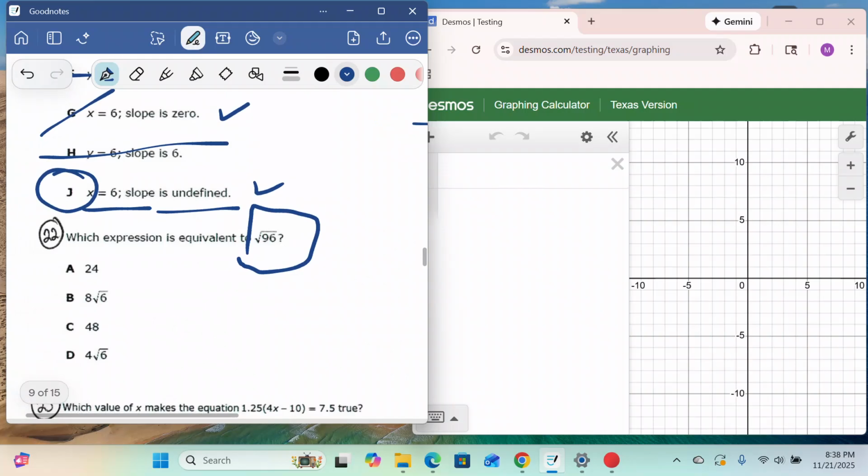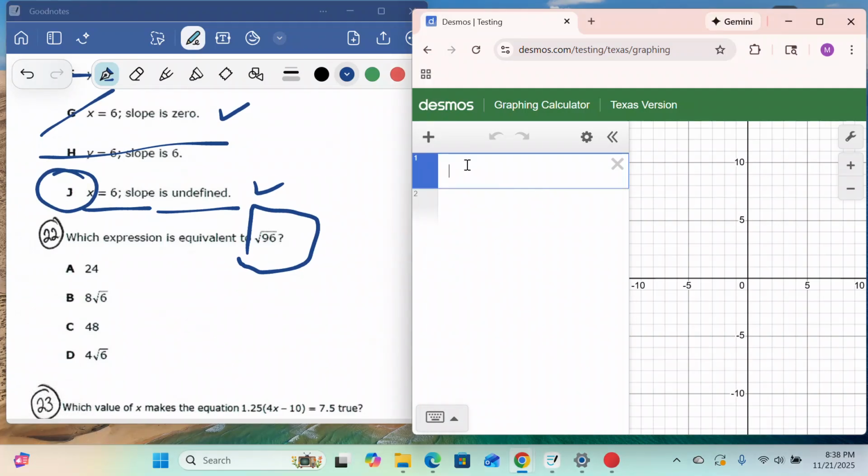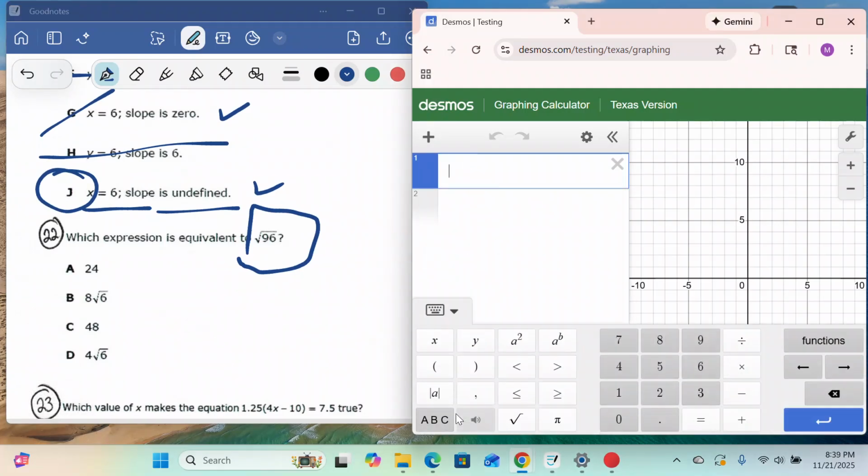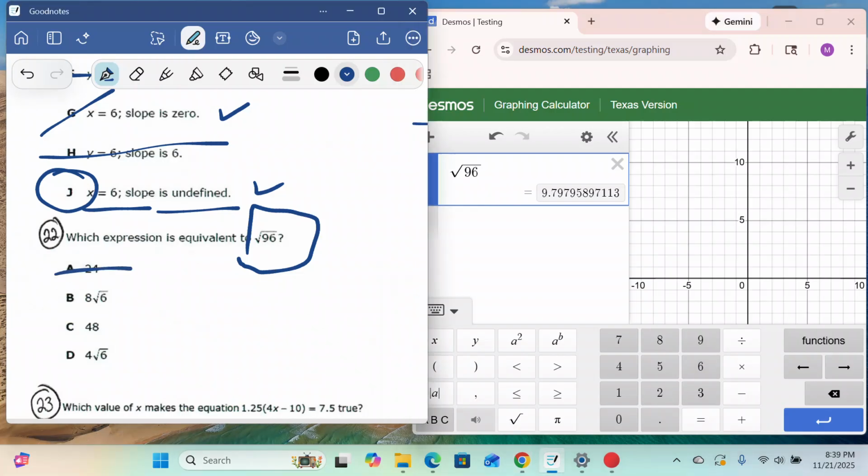And you can try it out. All you do is input square root of 96. The answer is 9.79, and we're looking for it to be equivalent. It's got to be equal. So we know 24 is not equal to 9.79. We know that 48 is not equal to 9.79. So automatically you can scratch those two.